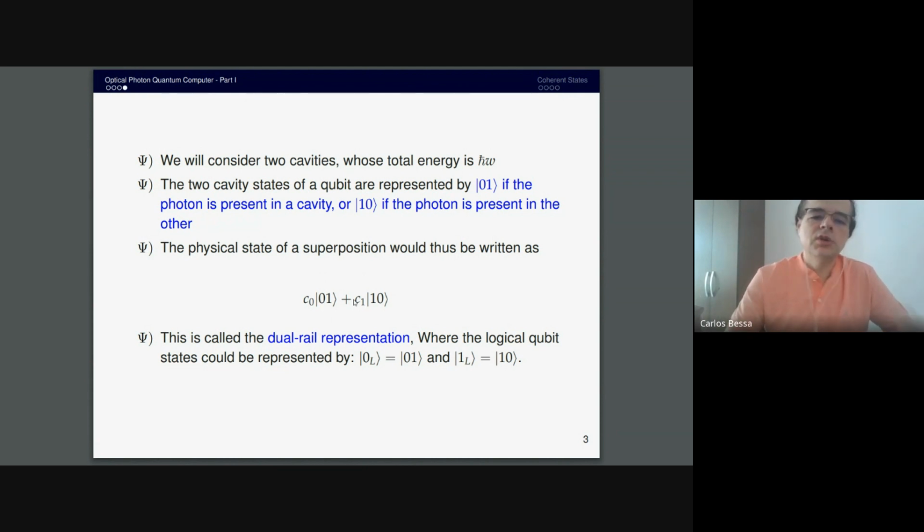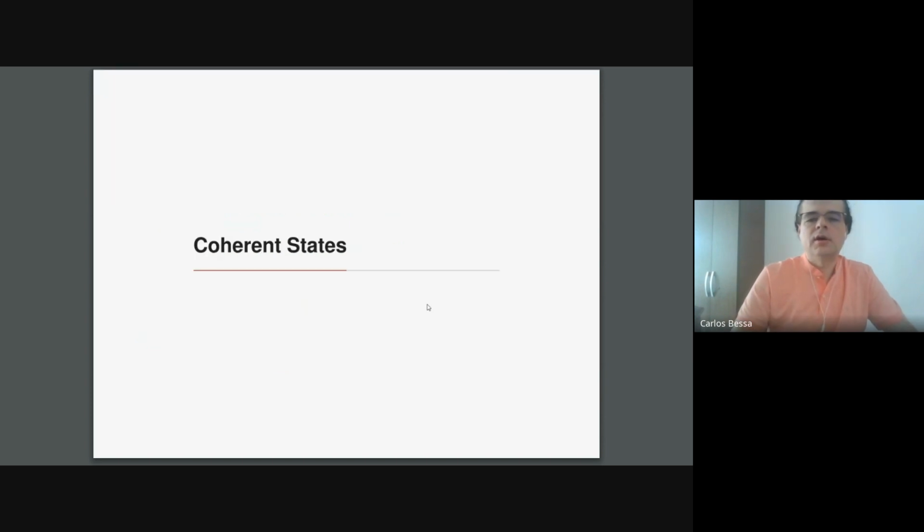But today, the idea is to understand the theory behind this. So this is just a summary. So we understand the theory, what is behind this, right? Understand the details behind all these ideas. So today we will understand what the coherent states are.